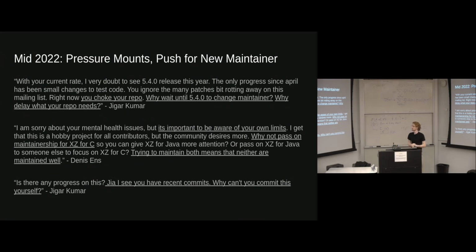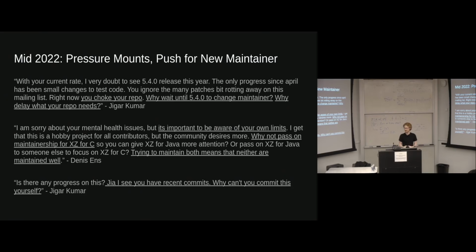They ramp up pressure, these fake accounts. They keep saying, more aggressively, you choke your repo. Why wait so long to change maintainer? It's important to be aware of everyone. It's just mean, nasty comments, which is kind of lame. But this last one is the first one that actually mentions Jia Tan specifically. It says, Jia, I see you have recent commits. Why can't you commit this yourself? So this is basically asking, why is this new guy not a maintainer?